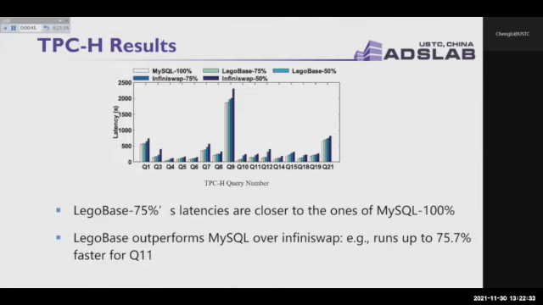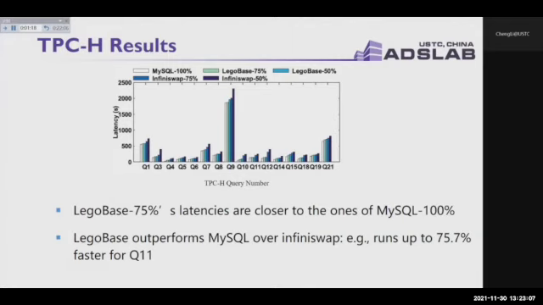And on the other side, LegoBase outperforms MySQL over InfiniSwap in many aspects. For example, we take query Q11 as one example and look into the detailed breakdown results. We found that LegoBase achieves 75% lower latency than MySQL over InfiniSwap.